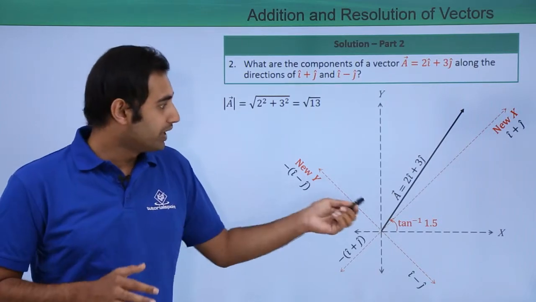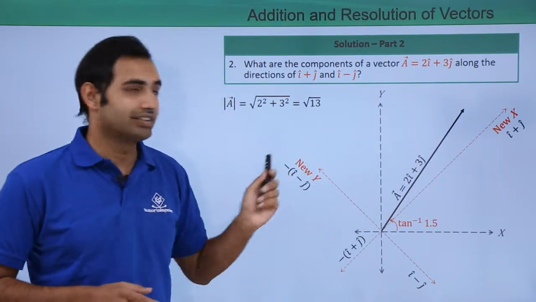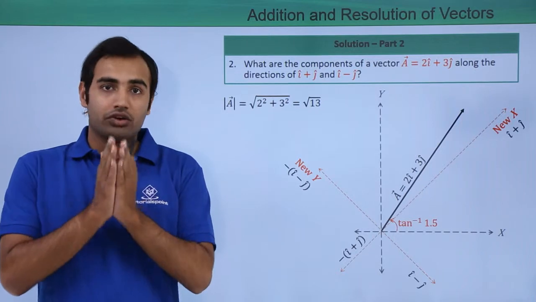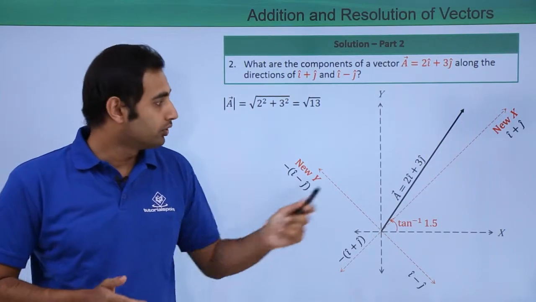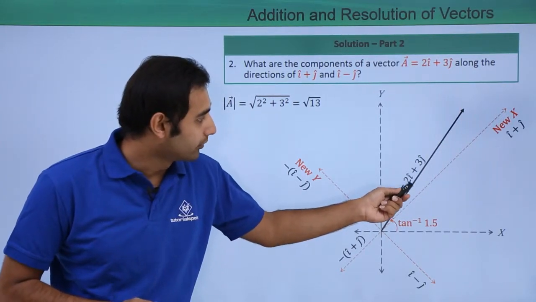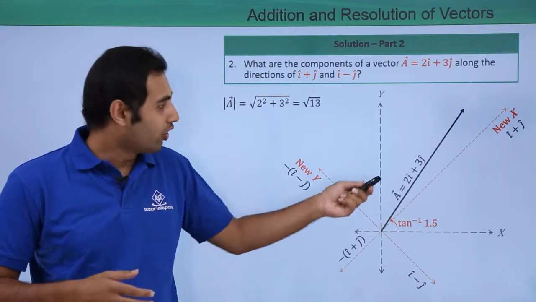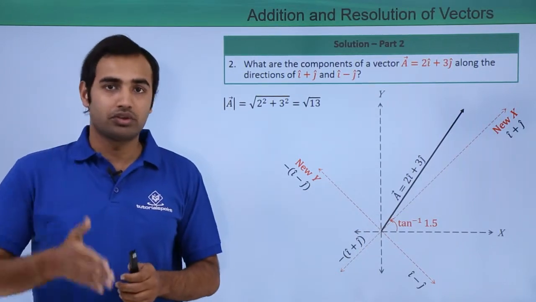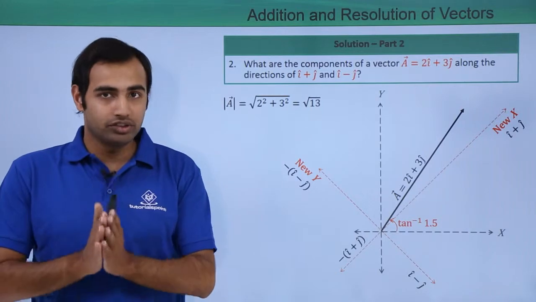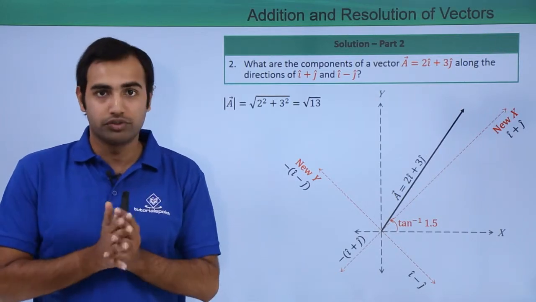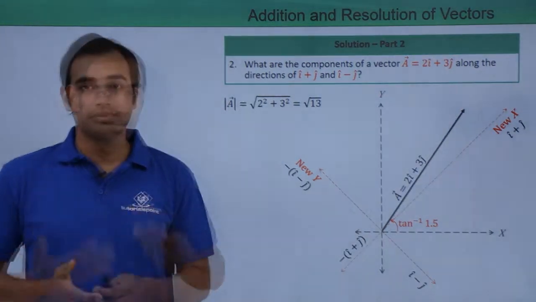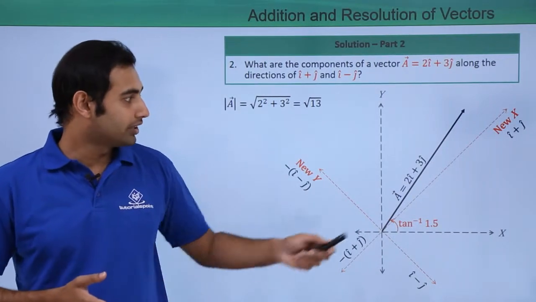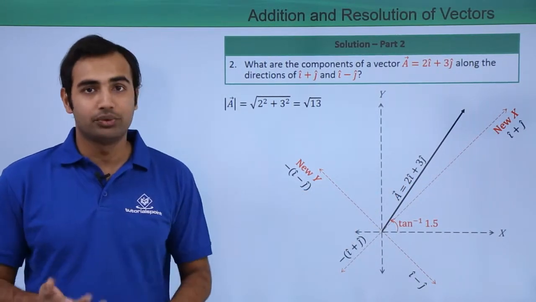Now my job is to break this vector along this axis and this axis. Now according to the law of resolution, all I need to know is the angle between this vector and this new x-axis or any other axis, so that I can start the process of resolution. If you have any doubts in the process of resolution, you can go back and watch the video of resolution of vectors. So carrying ahead, we have to calculate the angle this A vector makes with the new x-axis.